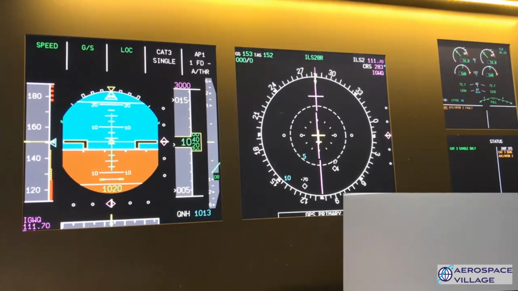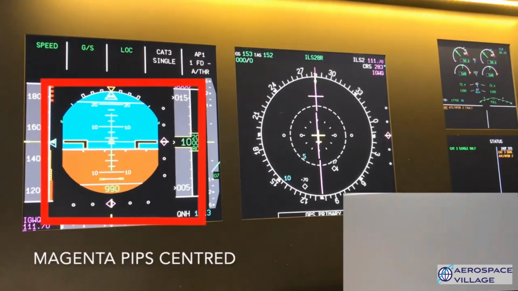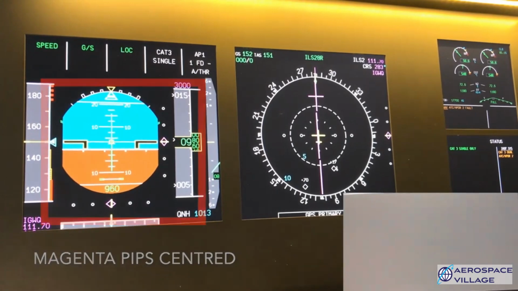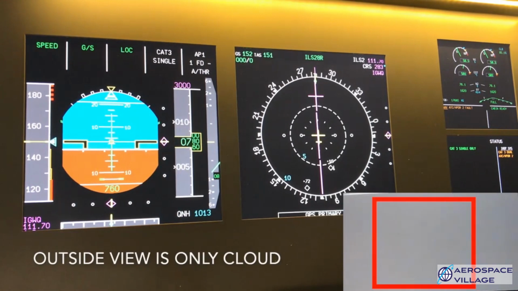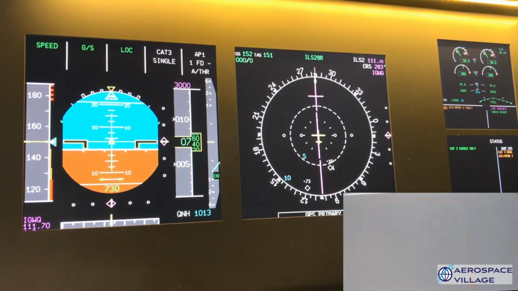So the aircraft is established on the ILS for runway 28 right, as we can see at the top of the right-hand navigation display. The magenta pips on the left-hand primary flight display are both centered horizontally and vertically, so we believe ourselves to be flying down the correct path to the runway. In the bottom right, we see the outside world, as such it is, but we're in cloud, so of course it's just gray. We have selected flap and gear down at this point as well.